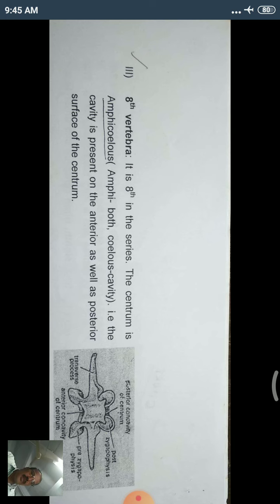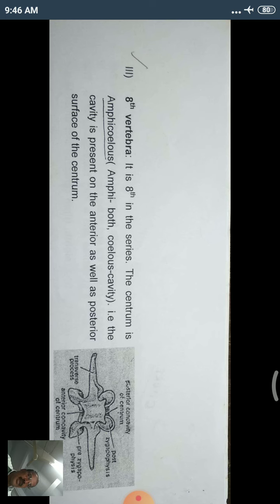The eighth vertebra consists of certain parts in the diagram: anterior concavity of the centrum, posterior concavity of the centrum, post-zygapophysis, pre-zygapophysis, transverse process. The eighth vertebra is the amphicoelous vertebra because the cavity is present on both anterior and posterior surfaces.